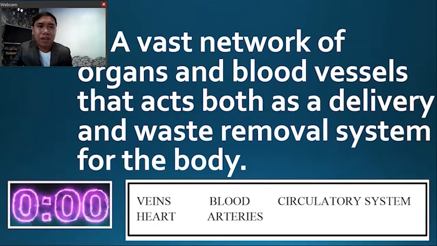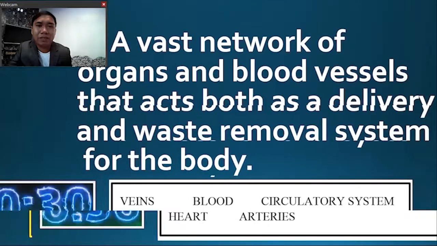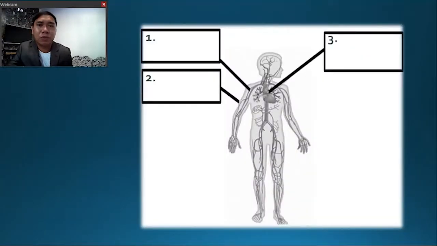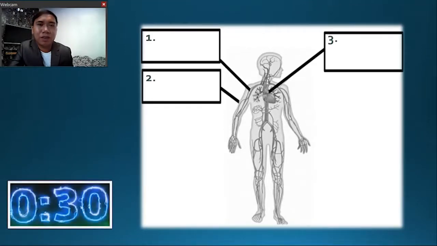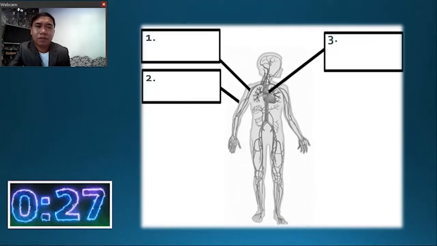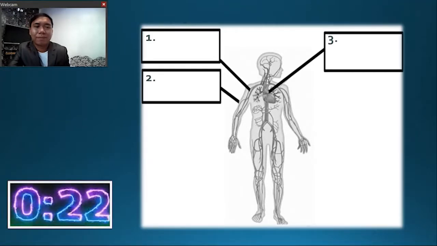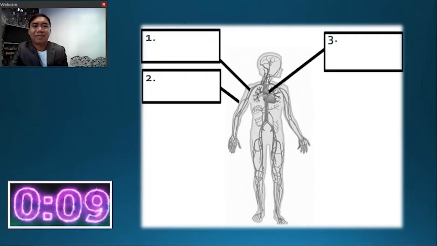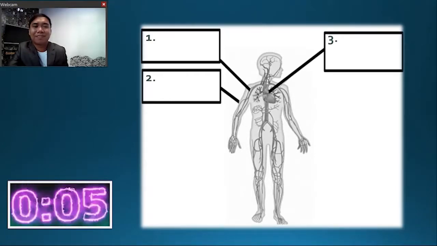Now the second part of your evaluation or test is this. We're going to label the major parts of the circulatory system. I think this is very easy for you. You have to label the following items, connecting to the parts of the body. So your timer starts now. All right, time's up!